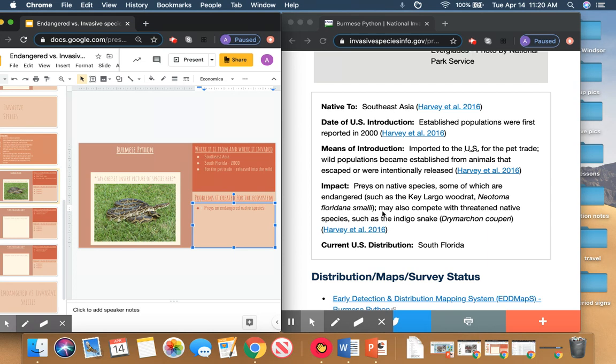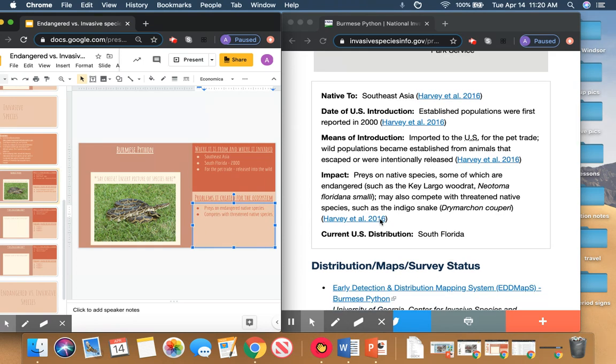And then if I keep reading, it says that it may also compete with threatened native species. So it competes with threatened species. Threatened is like a step above endangered, so it means it's really low in numbers and it might become endangered, but it's not at that point yet. So species that were already there first, like an indigo snake, that was there first, and maybe it's competing for food. Maybe it's competing for space. It's competing for those necessary resources, and the native species that normally use it aren't able to now because the Burmese python have come in and taken over.